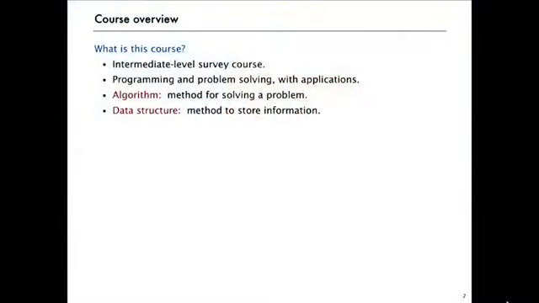So what is this course? It's an intermediate level survey course on algorithms. We're going to concentrate on programming and problem solving in the context of real applications. And our focus is going to be on two things: algorithms, which are methods for solving problems, and data structures, which store the information associated with the problem and go hand in hand with algorithms.